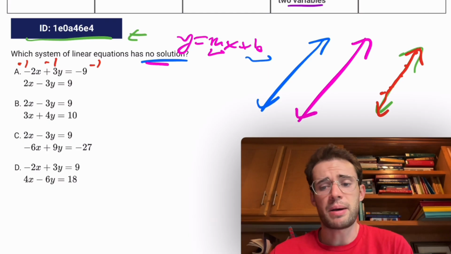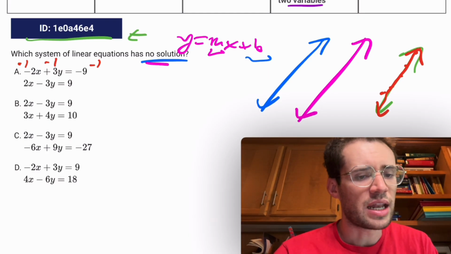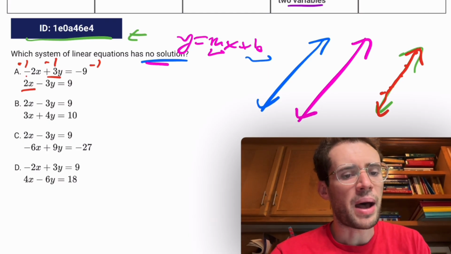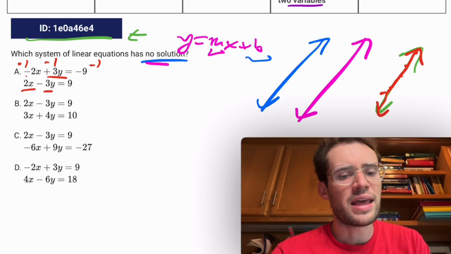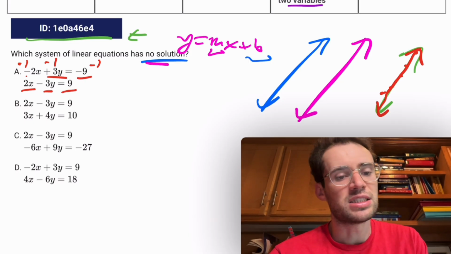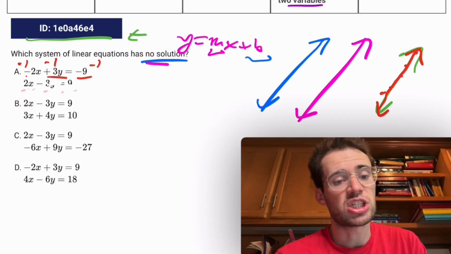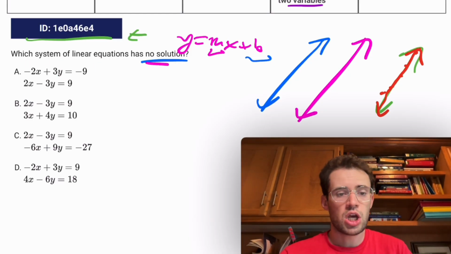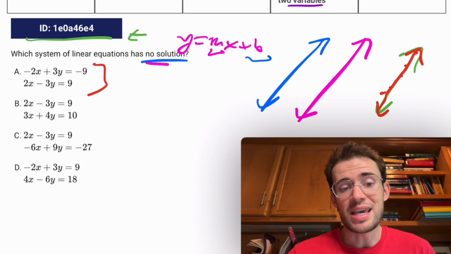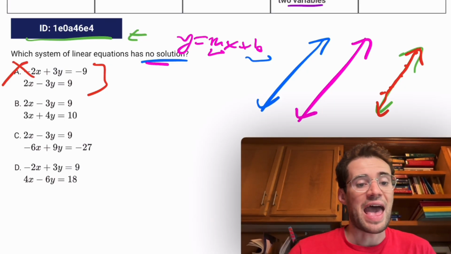Right? It turns negatives into positives, positives into negatives. So the negative 2x becomes positive 2x, the positive 3y becomes negative 3y, the negative 9 becomes positive 9. Since we did the same thing to both sides, we didn't actually change anything about the equation. Like, these are still equivalent equations, which means that these, if you graph them, will be the same line. So we know it's not going to be A.